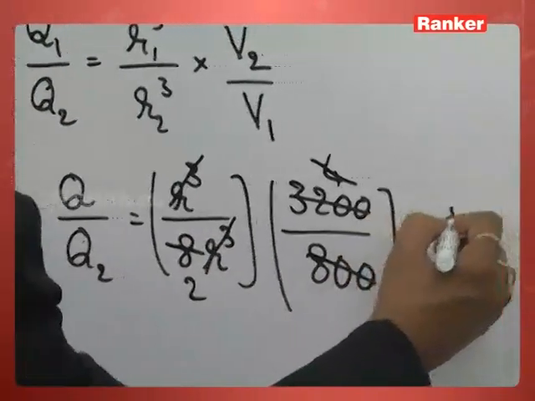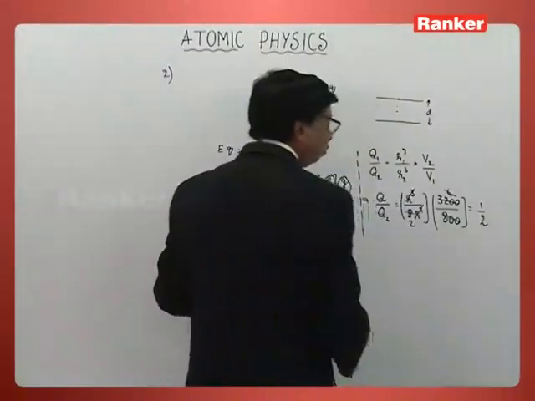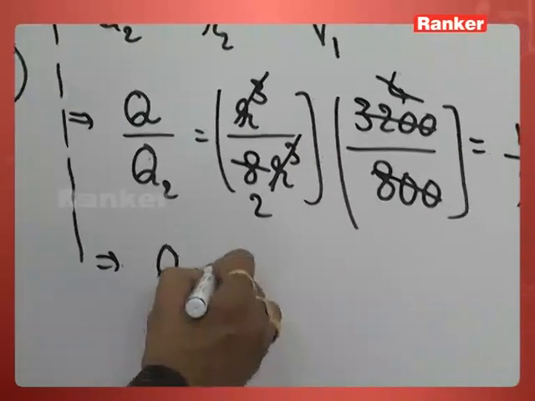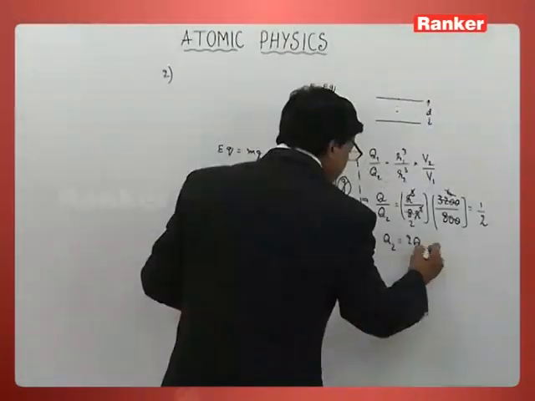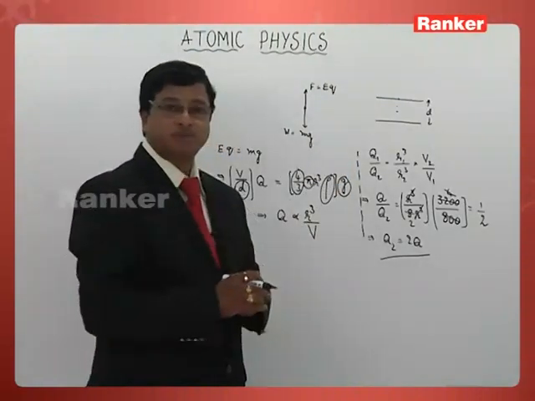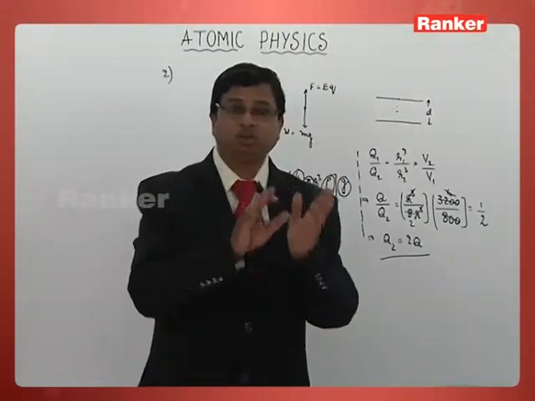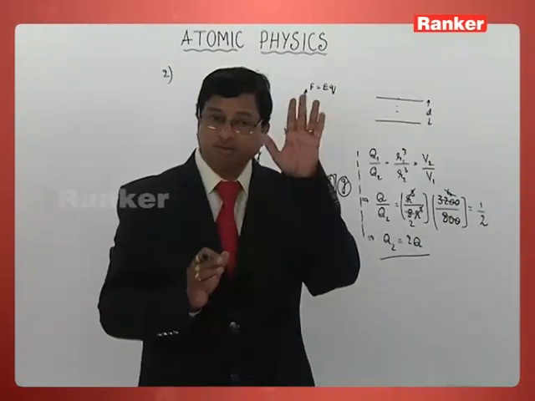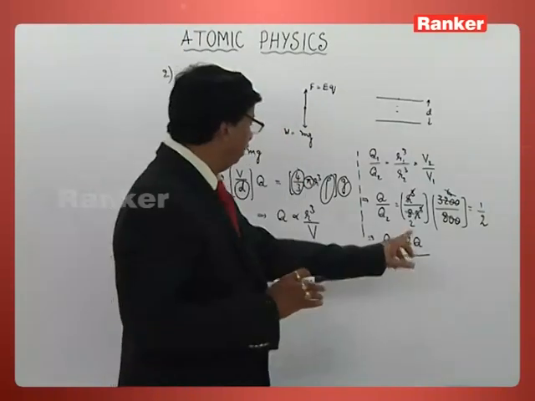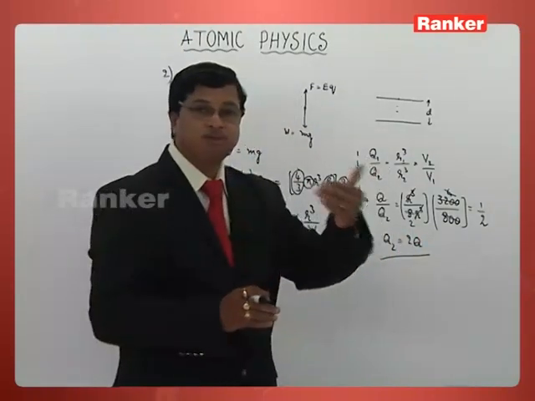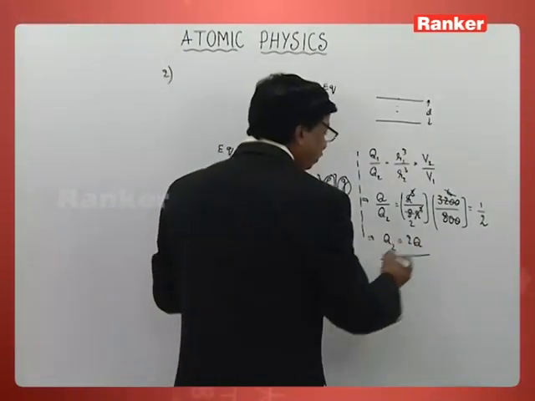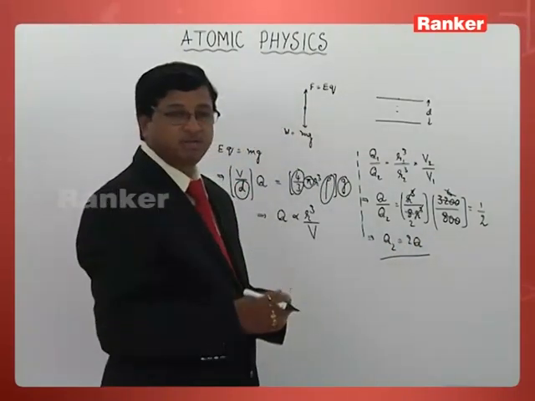So what is ultimately left over? 1 over 2. So cross multiplication now gives you that q2 is equal to 2q. So the charge on that droplet, of which the radius is twice that of the original drop, is now going to be twice the charge on the first droplet. So q2 is 2q.